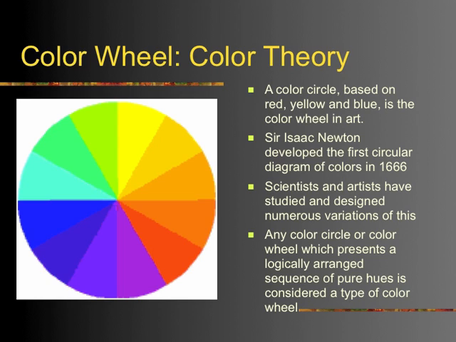So for our class, the definition you want in your sketchbook is: any color circle or color wheel which presents a logically arranged sequence of pure hues is considered a color wheel.